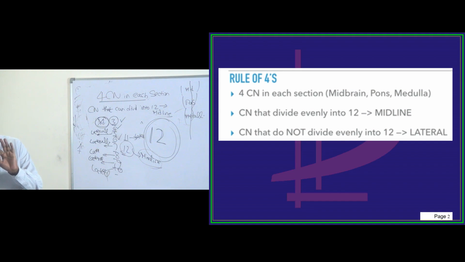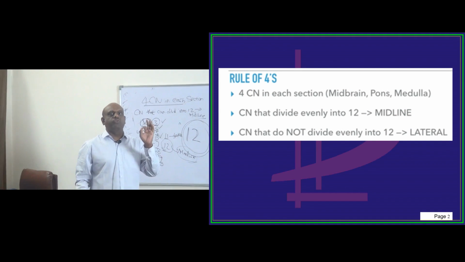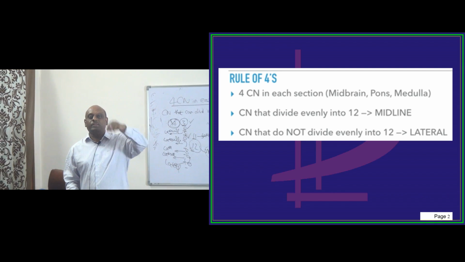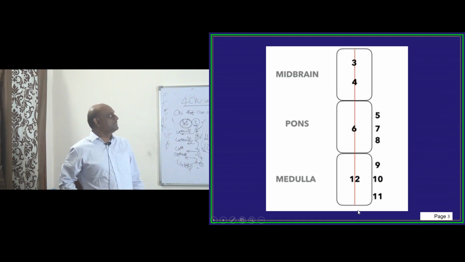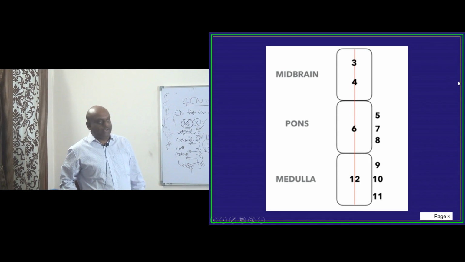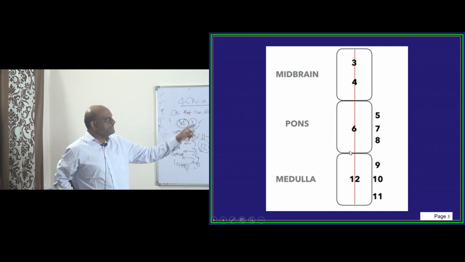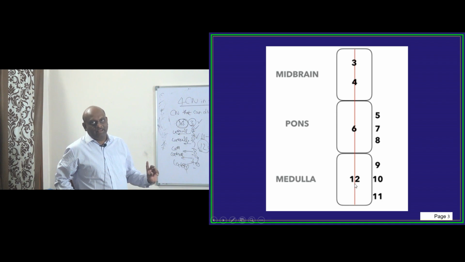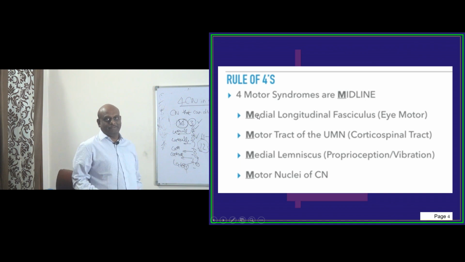So, if you remember this rule of 4, you are the expert in the brainstem stroke syndromes. Now, once more let us summarize this pictorially. 3 and 4 medially, 6 is medial, 12 is medial, whereas 5, 7, 8, 9, 10, 11, they're all laterally located is what you have to remember.